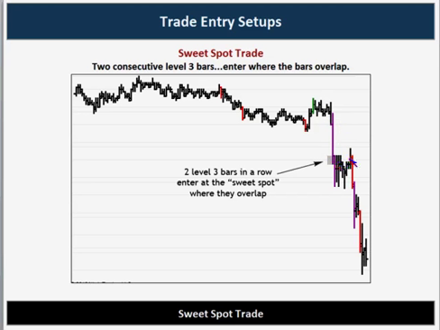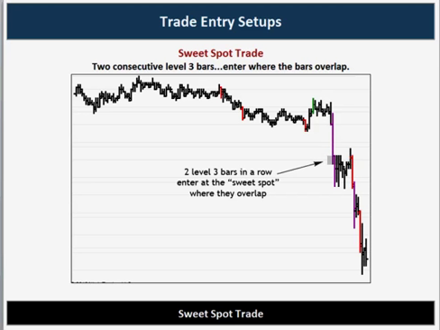Where those overlap is kind of a sweet spot. Okay, so again, you want to have other contexts. You don't just want to blindly take these. But when you do find these, and they don't happen all the time, it's a very high probability trade entry type of a setup. And you can see the reasoning behind that, the logic.